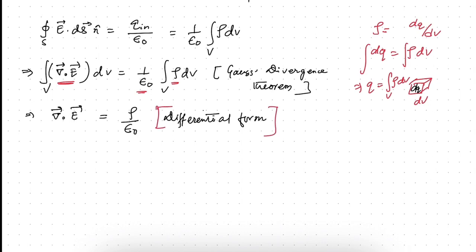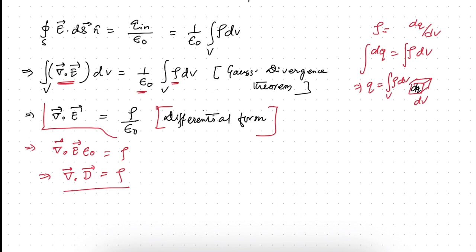Here you can see this can also be written as del dot (epsilon naught E) equal to rho. E into epsilon naught is denoted by capital D. We can write this also. If you keep this equation in this form, then also it is correct.